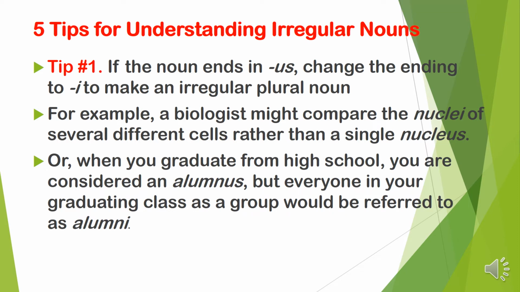Now, we're going to proceed to tip number one. If the noun ends in us, we change the ending to i to make an irregular plural noun.